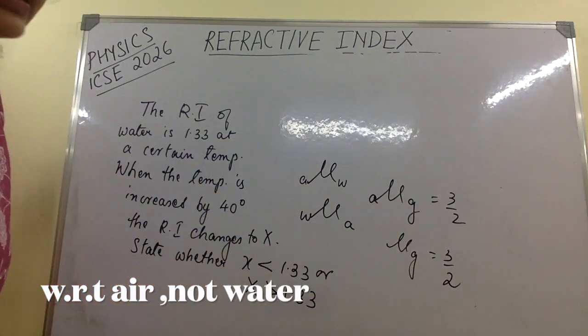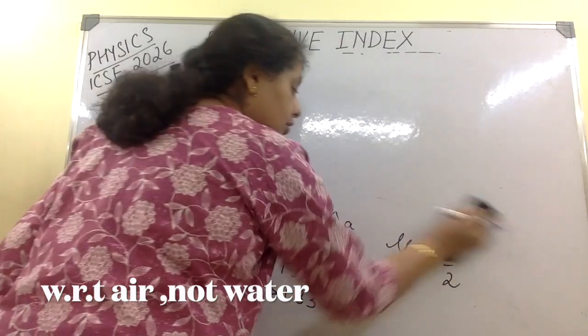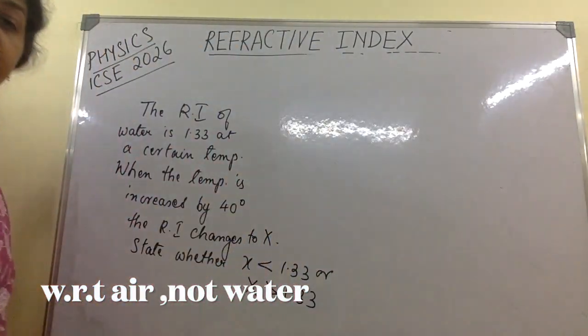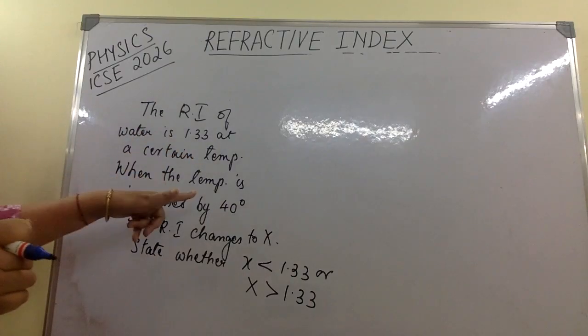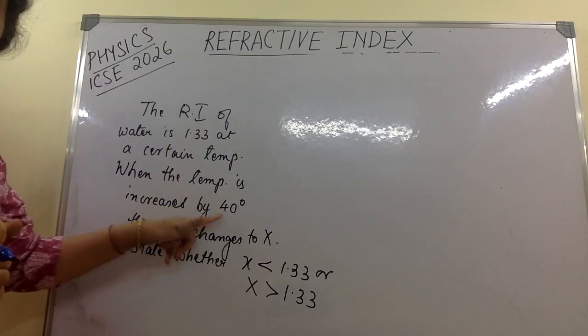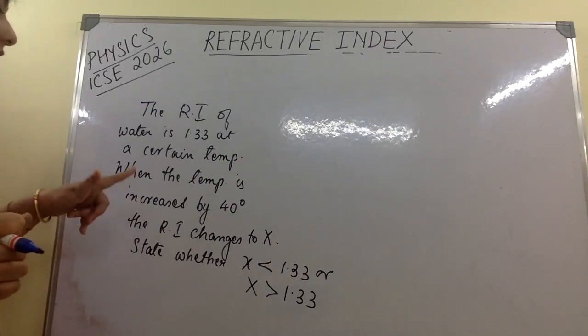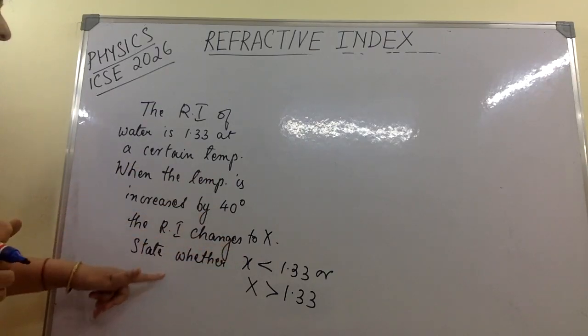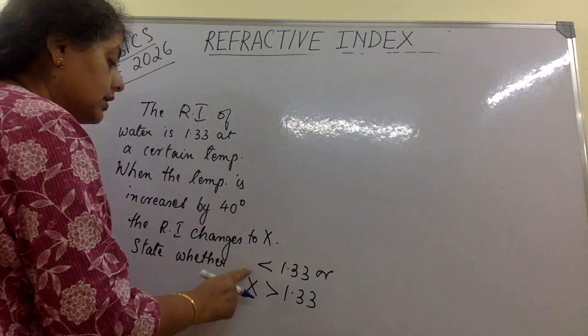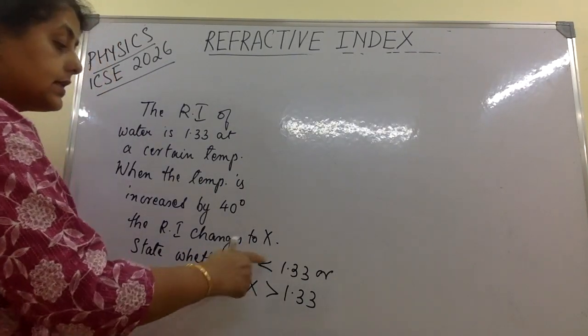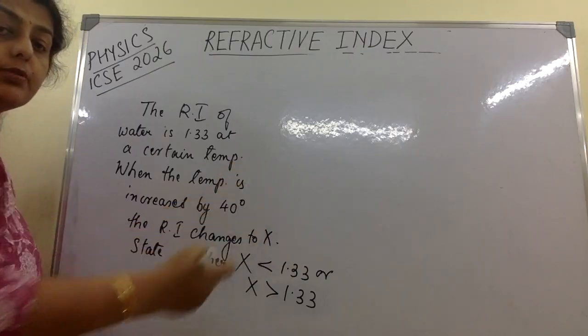Okay, so let's see now this question. You'll see big question, small answer, so never leave these questions. Refractive index of water is 1.33 at a certain temperature. The temperature has been increased by 40 degrees. Refractive index changes to X. State whether X, capital X, is less than 1.33 or greater than 1.33.